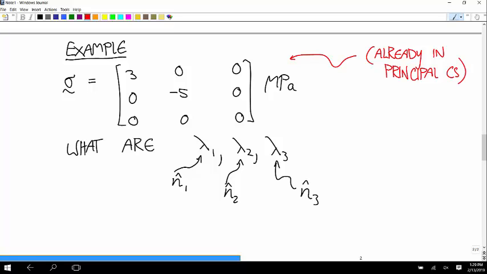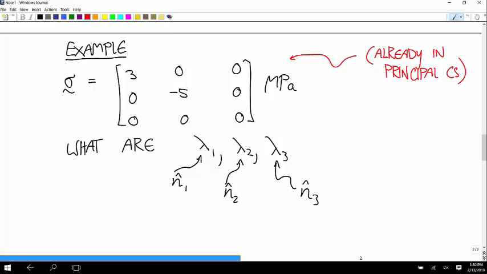Okay, so what do we expect our lambda values to be? We expect lambda 1, lambda 2, and lambda 3, in any order, to give us 3, negative 5, 0. And what do we expect our n vectors to be? Yep, exactly. The one corresponding to 3 will give us 1, 0, 0. The one corresponding to -5 will give us 0, 1, 0. And the one corresponding to 0 will give us 0, 0, 1. It could also give us the negatives, and I'll talk about that in a second.